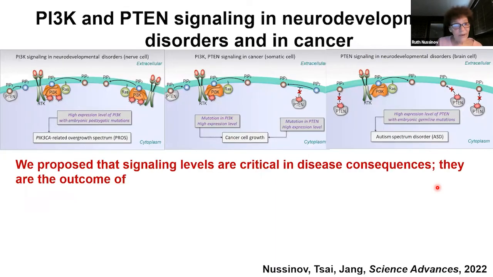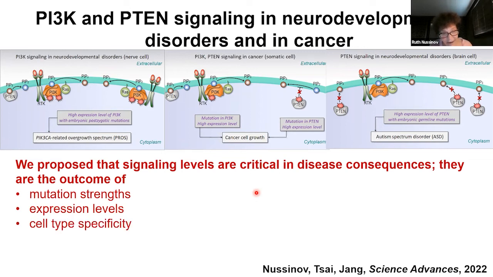So here we looked again, in this case, at PI3K signaling in neurodevelopmental disorders in nerve cell, in somatic cell. This is in cancer, PI3K and PTEN, and this is PTEN signaling in brain cell in neurodevelopmental disorders. So we propose that signaling levels are critical in disease consequences, and they are the outcome of mutation strength, expression levels, cell type specificity, very important.